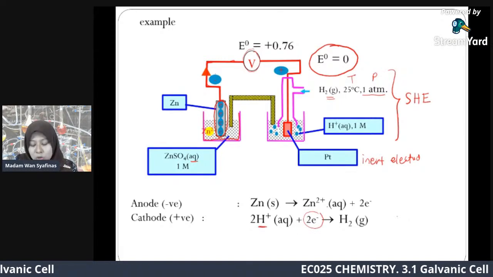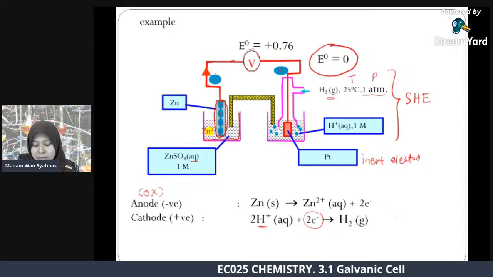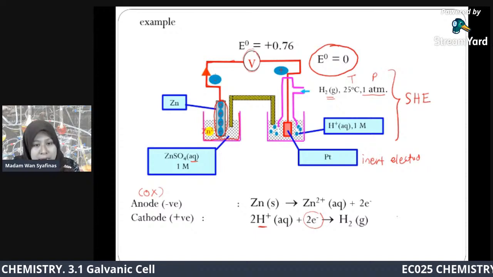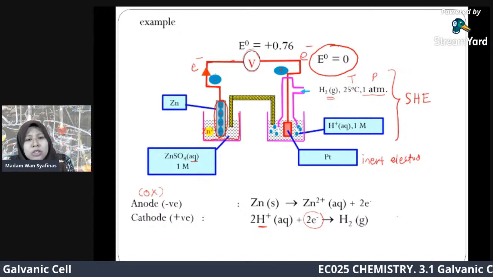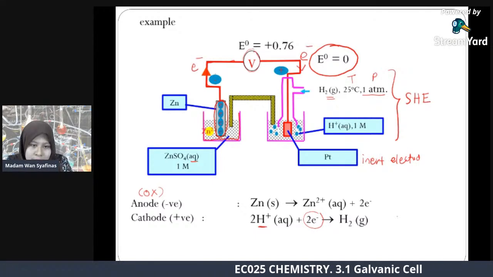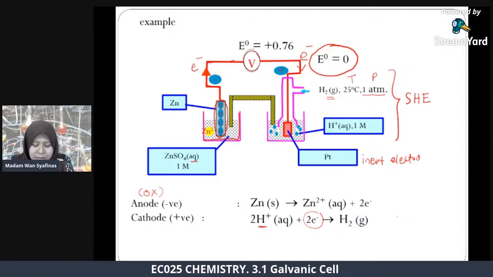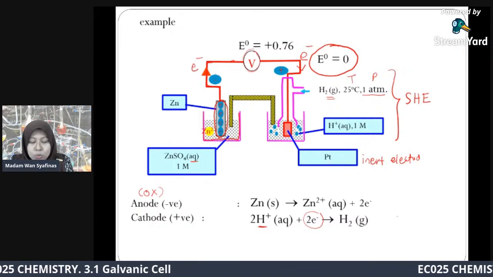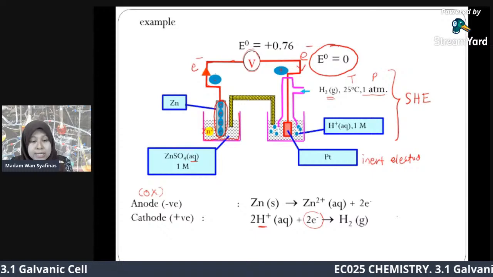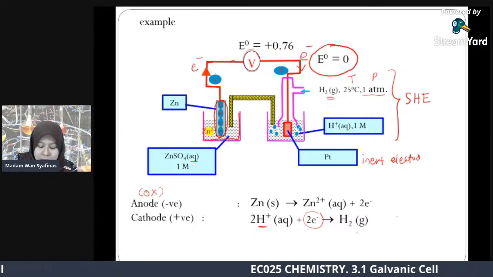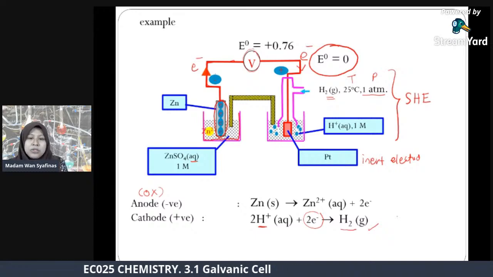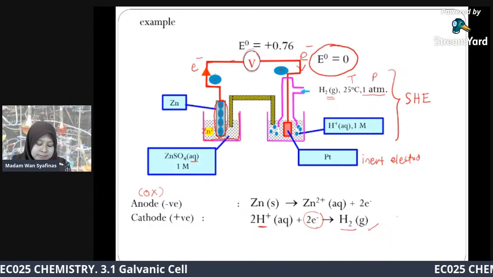So dia akan jadi zinc 2 plus. So electron tadi tu dia akan bergerak. So dia bergerak ke mana? So dia akan bergerak ke arah SHE. So siapa yang akan terima elektron tu? So yang akan terima elektron tu adalah H plus ion. Okay, sebab bila H plus ion terima elektron, so dia akan jadi H2 gas, hydrogen gas. So kena balancekan equation tu. So kamu akan dapat kat sini 2H plus aqueous plus 2 electron produce hydrogen gas.